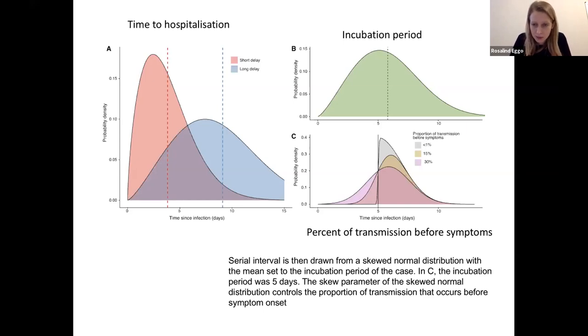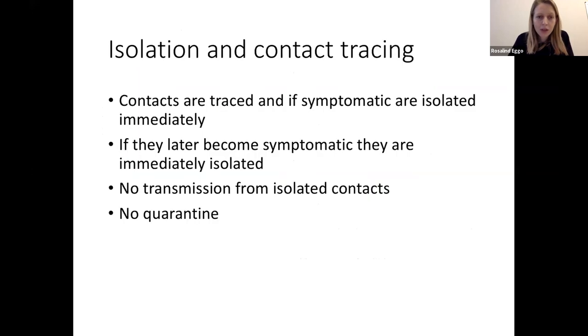Okay, so that's why we're so interested in this parameter. What we've done here is test 3 values: the gray one is less than 1% of transmission occurring before the onset of symptoms, in brown 15% occurs before the onset of symptoms, or our pessimistic scenario, the pink one, 30% of transmission occurs before symptoms. Our baseline is going to be 15, but I'm going to show you later the effect of the other ones. Okay, so in the model, we have our cases who generate secondary cases.